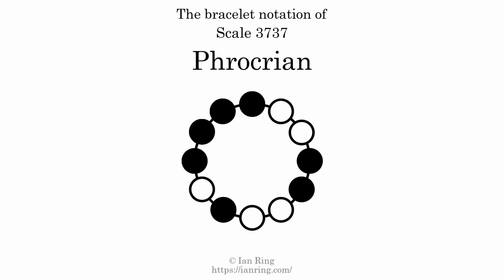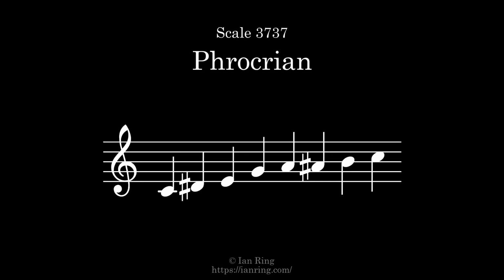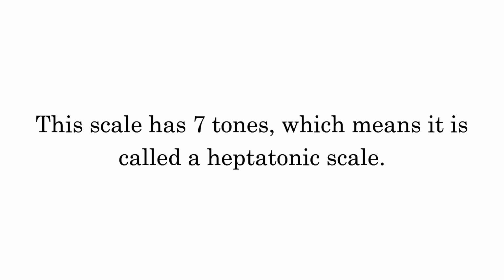3737, Phrocrian, which sounds like this. This scale has 7 tones, which means it is called a heptatonic scale.